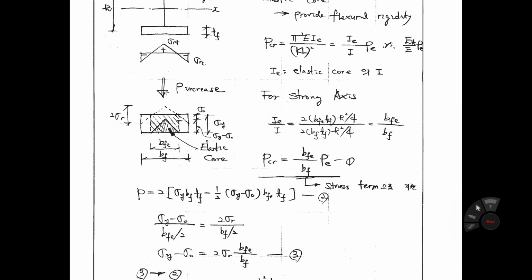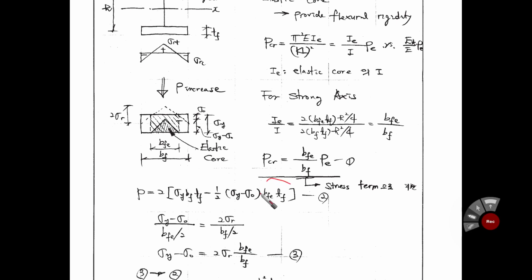Yeah, P is applied here. So you can calculate the equilibrium equation. P, you can express in terms of stress. So total force here is then sigma y BF TF. That is the total force. In fact, that is the elastic core. So you have to deduct the force of this part. How to calculate this one? The area of this part is BFE and then this TF. That is the area.